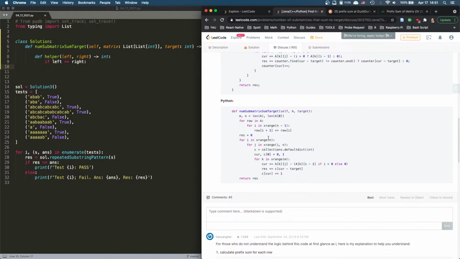I and then j. Yes, that's to get all of them. So this is to fix i and j, to fix the columns. So when we fix the columns, we need to look at the rows. Exactly, we need to look at the rows. To look at the rows, we need to compute the accumulated sum of the rows, right?